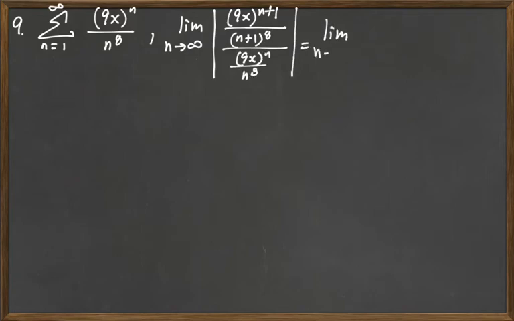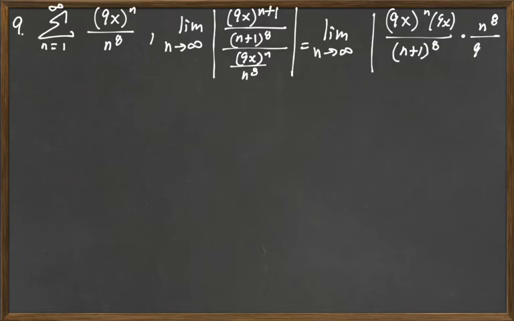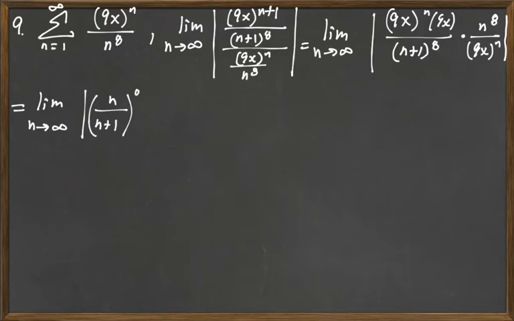So it's going to be the limit as n goes to infinity of 9x to the n plus 1, which we can rewrite as 9x to the n times 9x divided by n plus 1 to the 8th. And then we're going to flip over the dividing fraction, which becomes n to the 8th over 9x to the n. Notice that the 9x to the n's are going to absorb, and so we can write this as the limit as n goes to infinity of the absolute value of, and so what we're going to do is rewrite the n to the 8th over n plus 1 to the 8th as n over n plus 1 quantity to the 8th, and then times 9x in absolute value. And we take the limit of that.